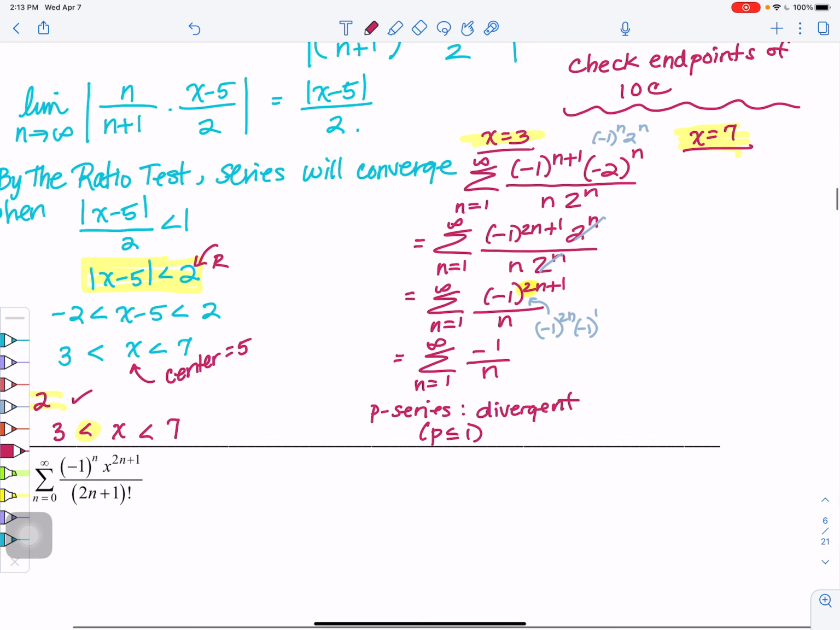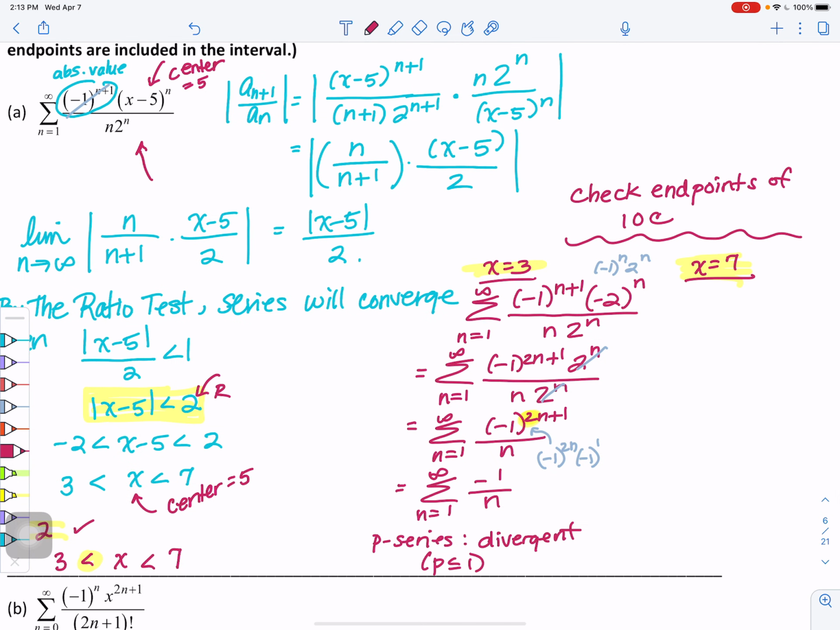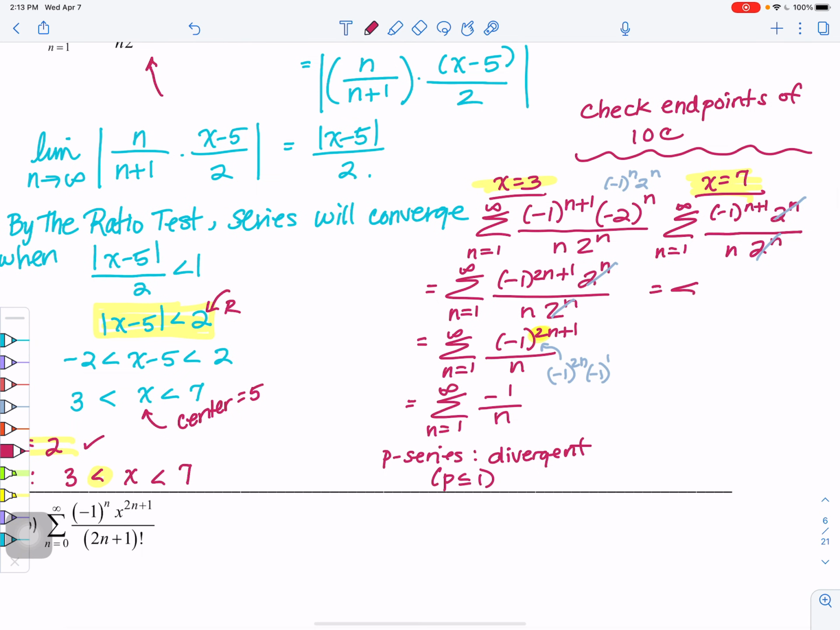So let's go ahead and plug 7 into our original series. We have n equal 1 to infinity, and we have negative 1 to the n plus 1. And now note we have 2 to the n. So when we plug a 7 here, we have 2 to the n all divided by n times 2 to the n. And as you can see, the 2 to the n's will cancel, and we end up with negative 1 to the n plus 1 all over n.